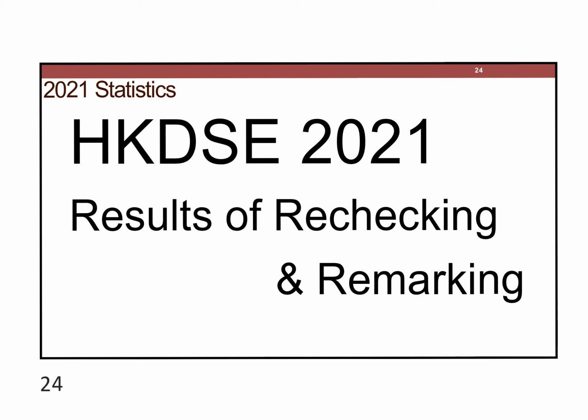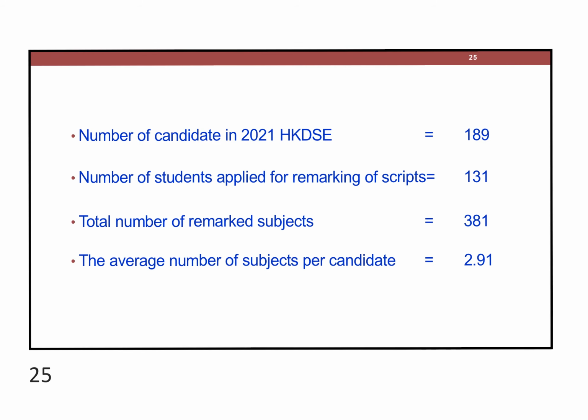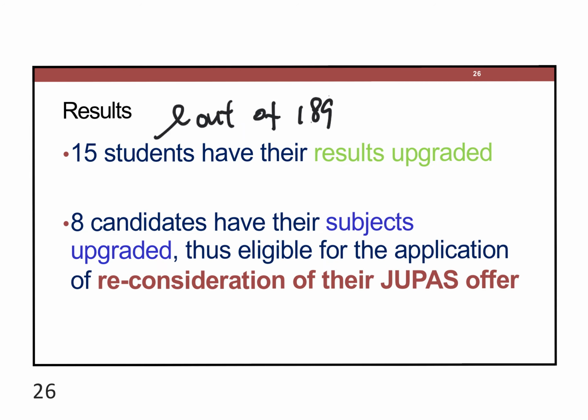Let's take a look at last year's data about the rechecking and remarking. Last year, we had 189 Form 6 boys attempt the DSE. 131 of them applied for remarking of scripts. The total number of remarked subjects was 381. The average number of subjects per candidate that we had last year is 2.91. 15 of them out of 189 had their results upgraded. 8 of them had their subject upgraded, thus eligible for the application of reconsideration of their JUPAS offer.